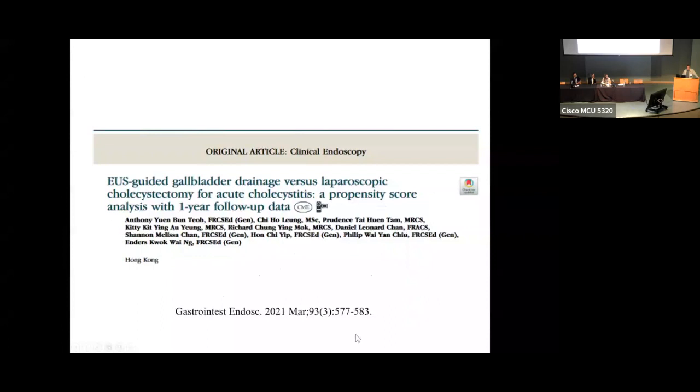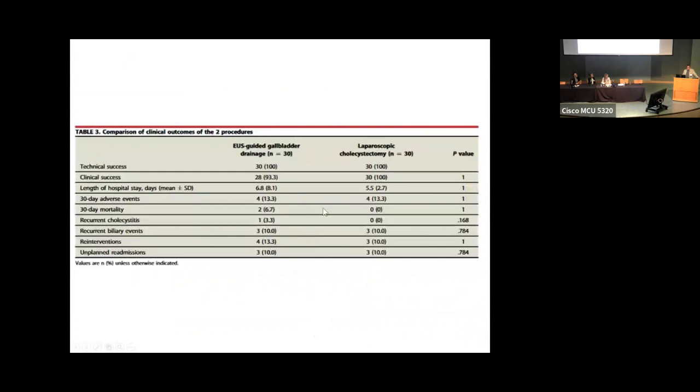This is a recent article looking at EUS guided gallbladder drainage versus laparoscopic cholecystectomy for acute cholecystitis, a propensity score analysis. And the lead author, from Hong Kong, has been very active in this field of EUS guided gallbladder drainage. And basically they looked at 30 patients, not many in each group, that underwent gallbladder drainage versus laparoscopic cholecystectomy. Clinical success, 93 versus 100%.